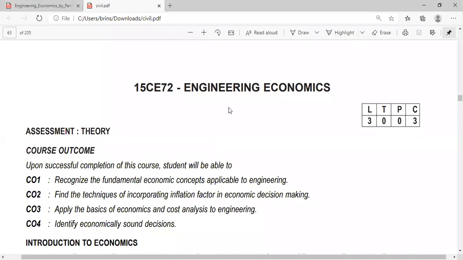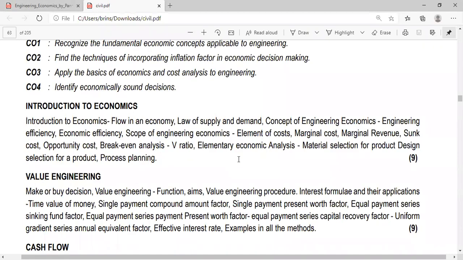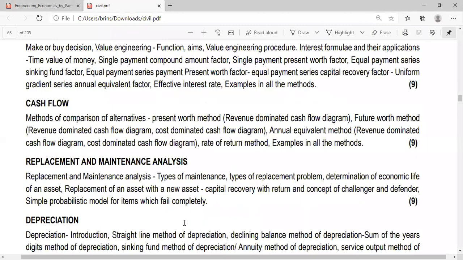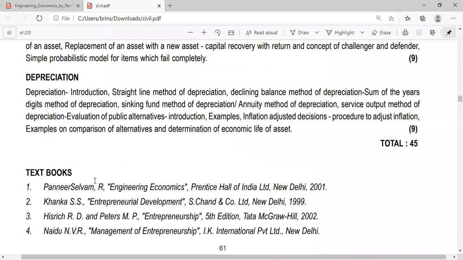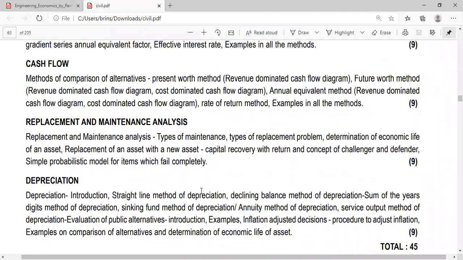So, in engineering economics, under the second unit, value engineering, today we will see the topic on uniform gradient series, annual equivalent factor, and effective interest rate. I'm going to use the prescribed textbook given in the syllabus, Pandit Selvam R, Engineering Economics. So let's move on to the topic.